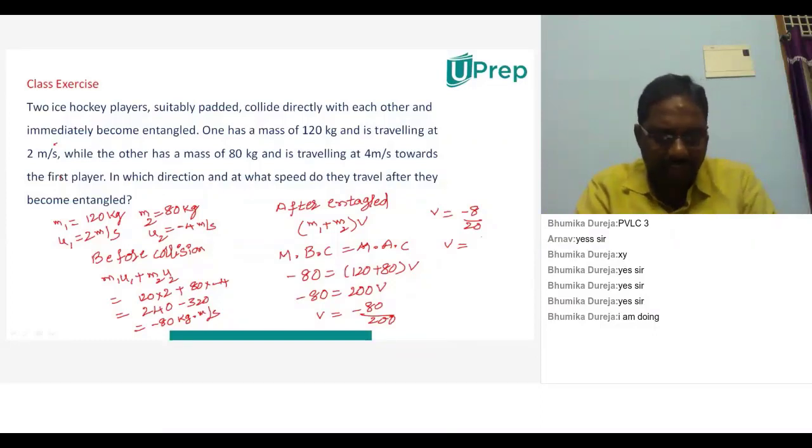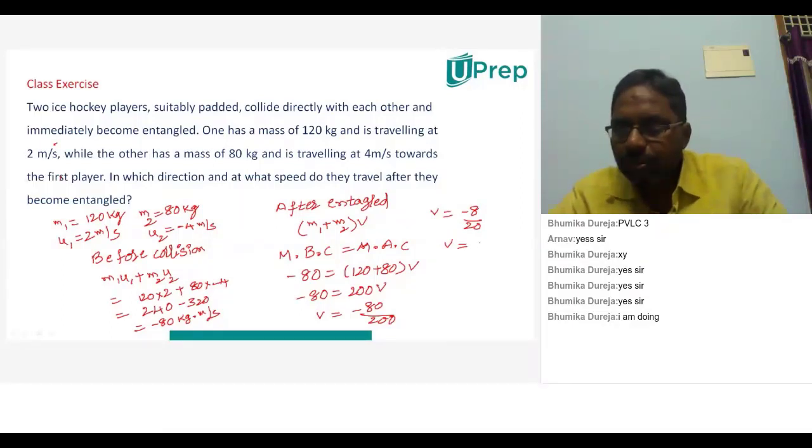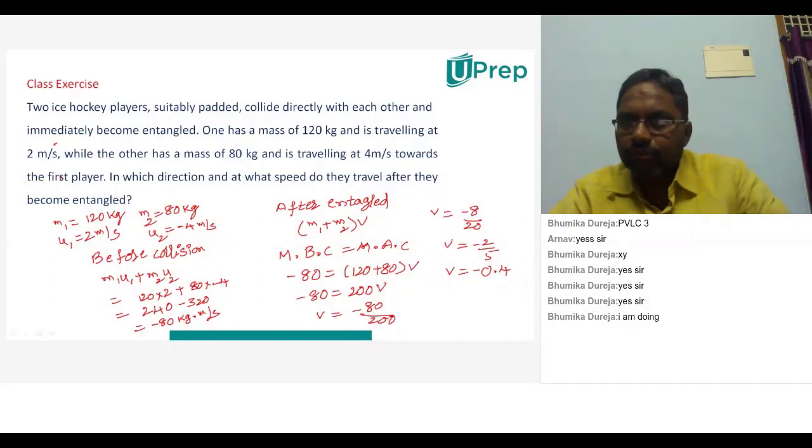Whether anybody got this answer? Minus 2 by 5. Okay. Minus 2 by 5, how much will it be? V is equal to minus 0.4 meter per second.